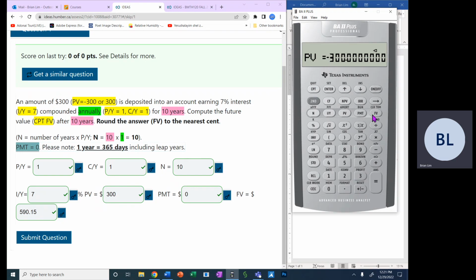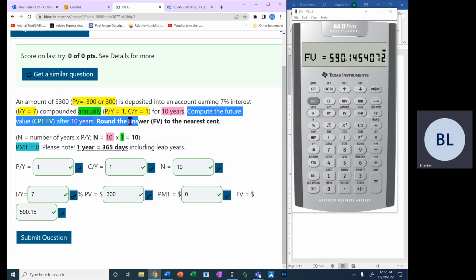And then if I compute the future value, there it is, it's positive. So these two signs are opposing by design of the calculator. We can do nothing about that, but we're getting the correct numerical value, which is indeed what we are after. So in this case, the answer is 590.15 for the future value. All right, because that is what we were asked to compute: the future value after 10 years.